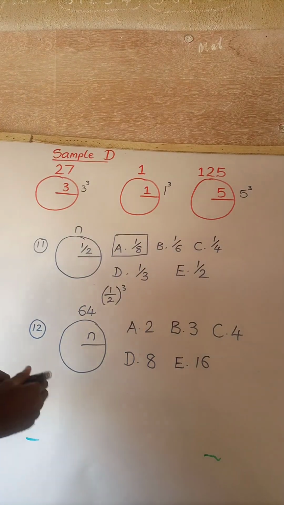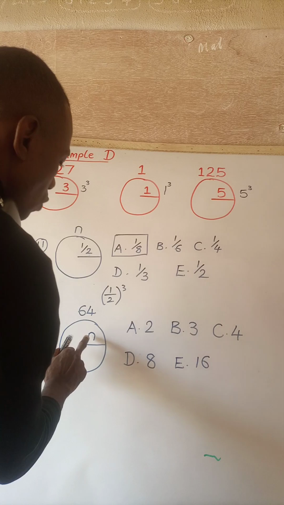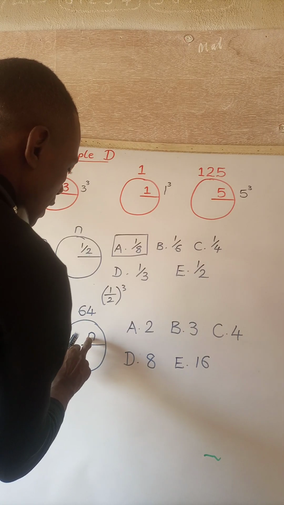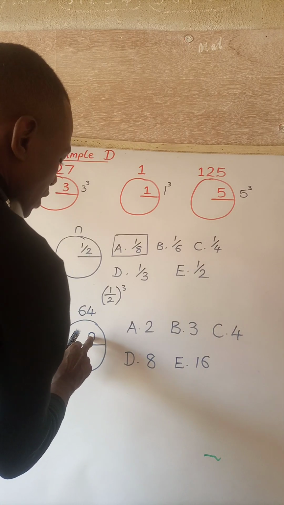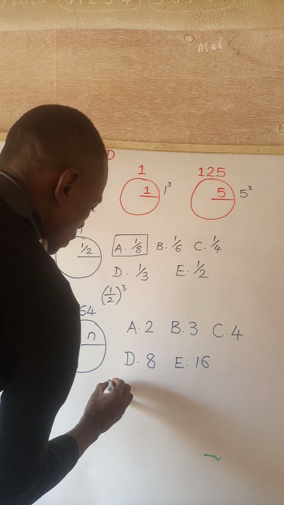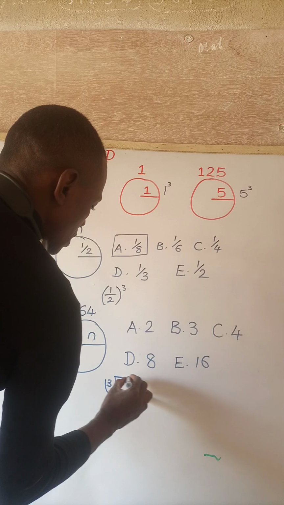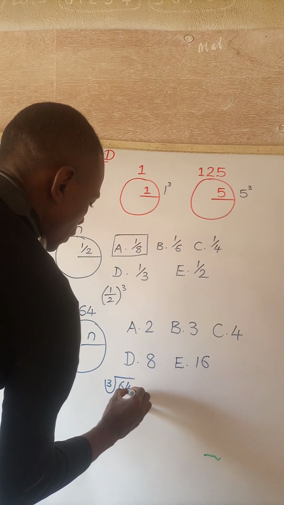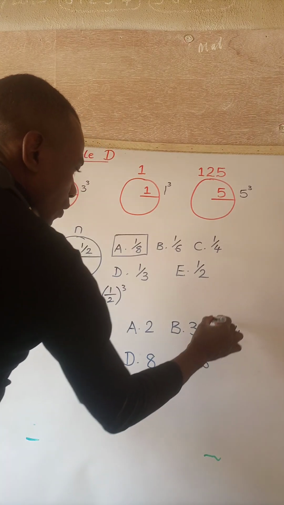We move to question number 64. In question number 64, we are looking for a number that will be here that when it multiplies itself 3 times, it will give us 64. Okay, which is automatically this thing now means cube root of 64. And cube root of 64 is what? Is 4.